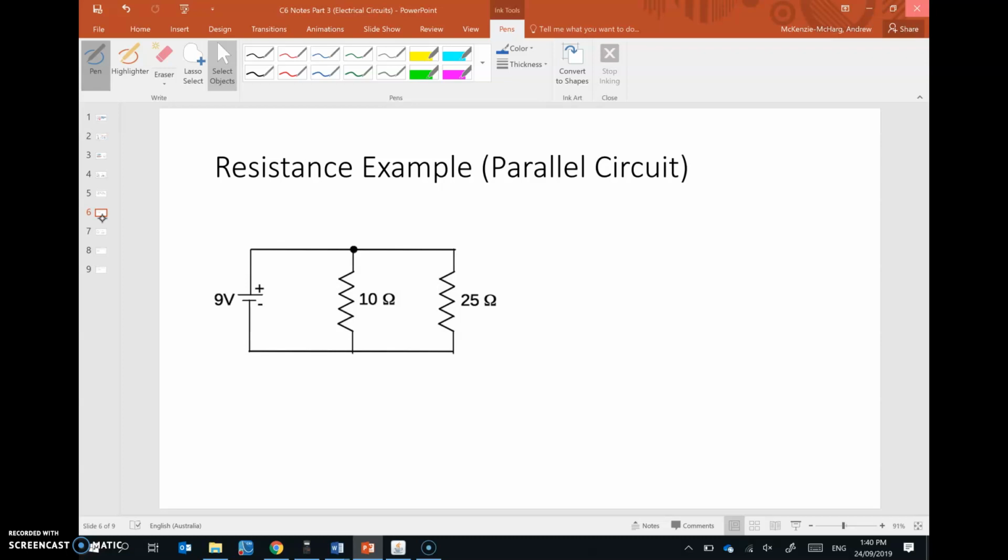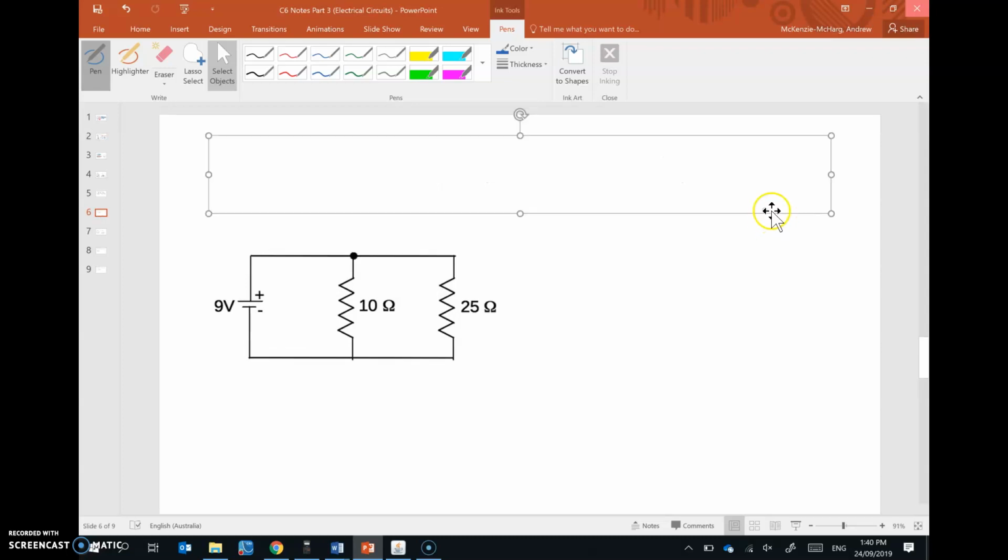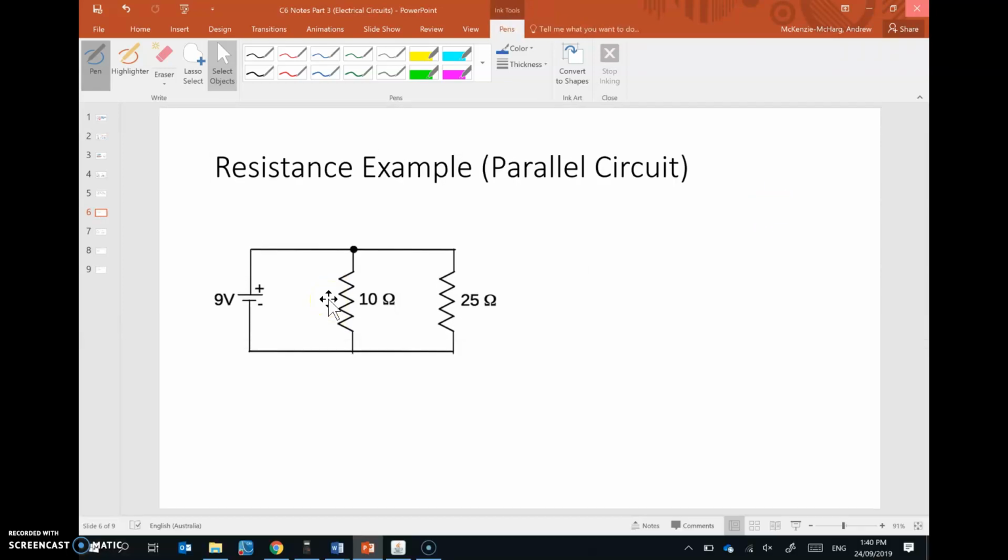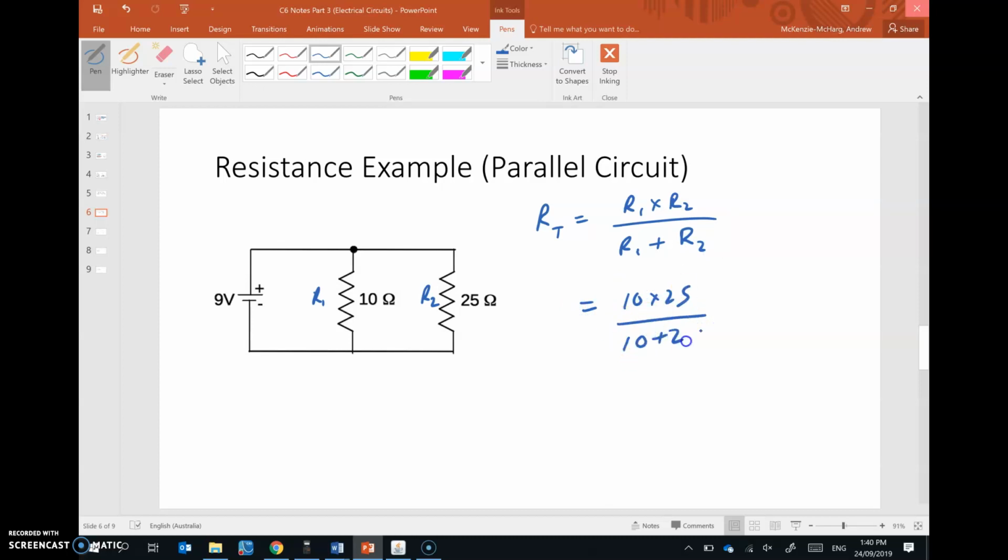Okay, so we're going to calculate the total resistance of this circuit. So we have the first resistor, R1 here, and the second resistor here. So this total resistance is equal to R1 times R2 over R1 plus R2. So that's 10 by 25 divided by 10 plus 25. Which gives us 250 over 35.